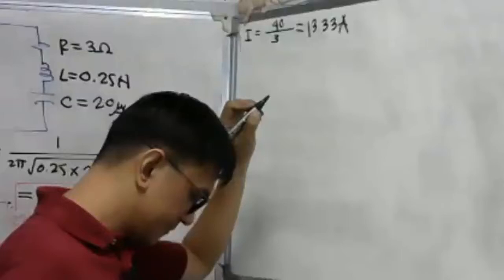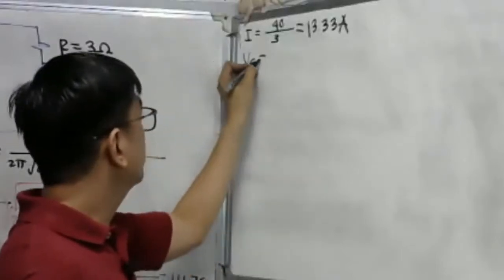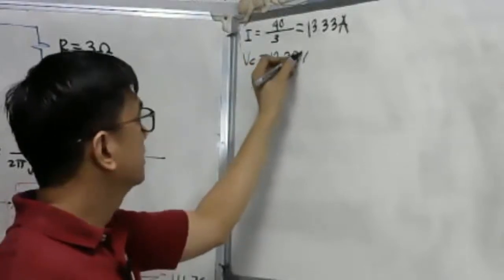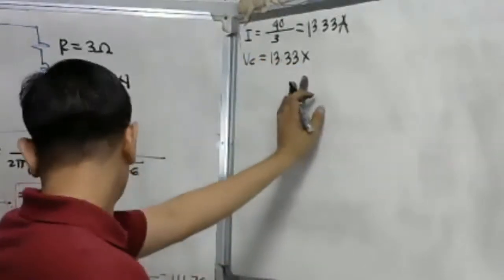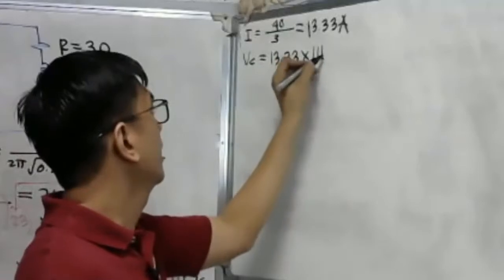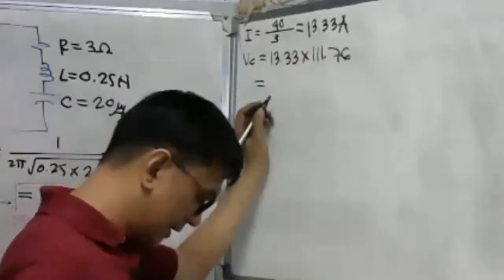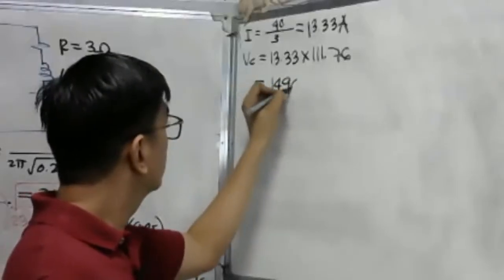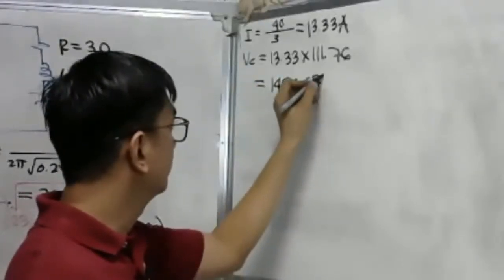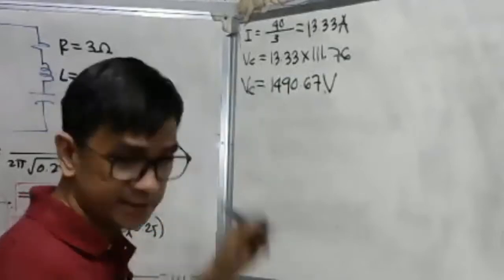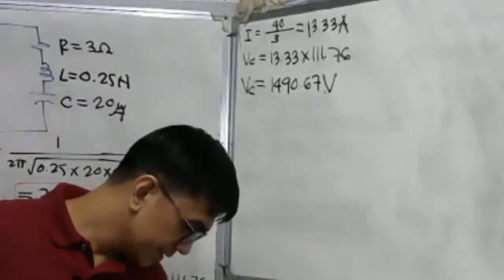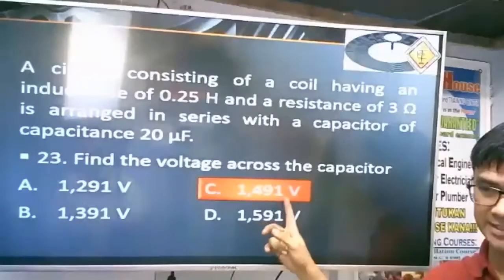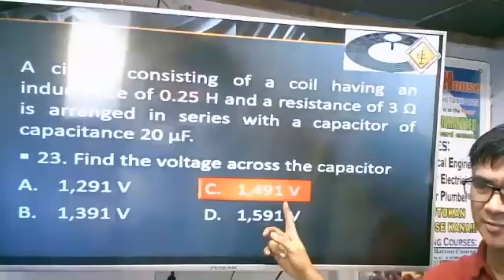Right? So V sub C, by Ohm's law, is the current, 13.33, times X sub C, which is 111.76. So our answer is 1490.67 volts. That is the answer for V sub C. No? 1490, or simply letter C. Got it?